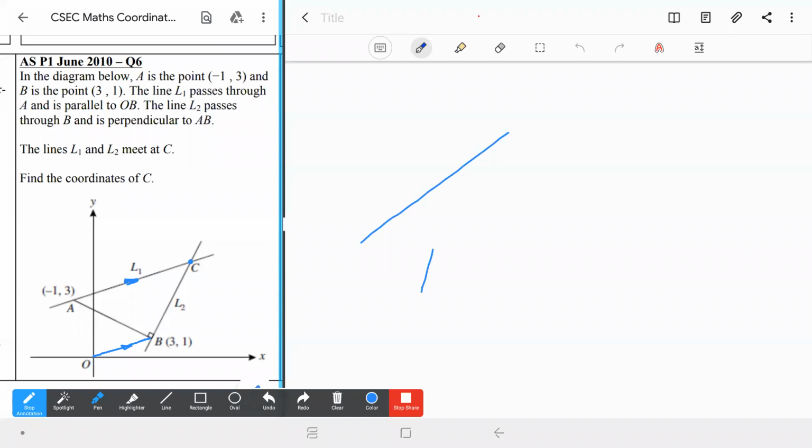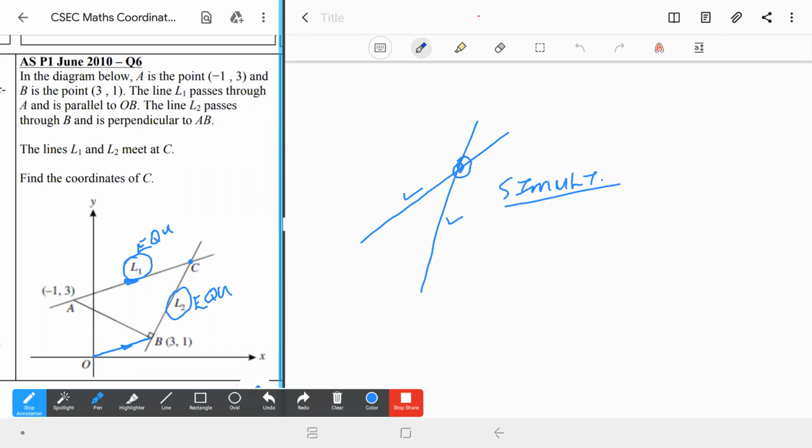Remember, if you want to find the point of intersection of two lines, you solve the two equations simultaneously, because that point satisfies this line and it also satisfies that line. So we need to solve L1 and L2 simultaneously. Therefore, we need the equation of this line and we also need the equation of this line. So we need the two equations.